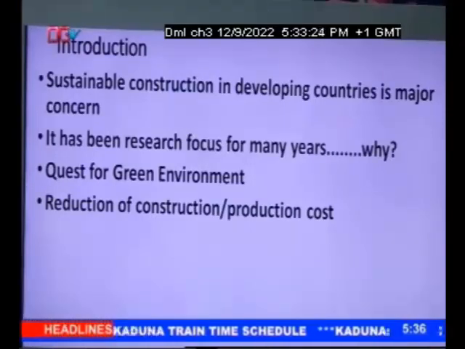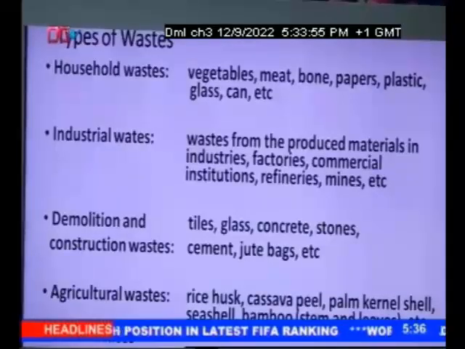Why? Everybody is looking for a green environment. We are all talking about pollution, flooding, and so on. Apart from looking for a green environment, we are also hopeful that the use of waste in construction will, at the end of the day, result in reduction of construction materials and also reduction in production cost. So let's look at waste.